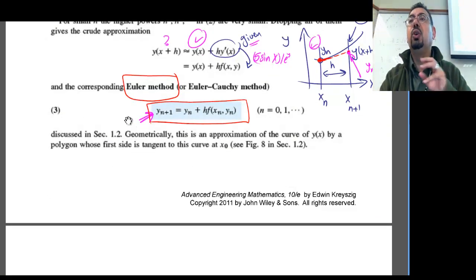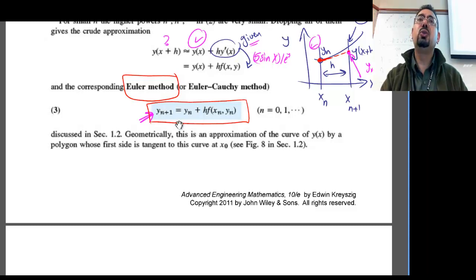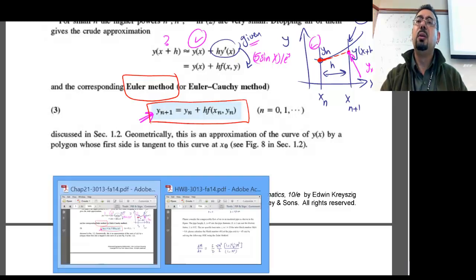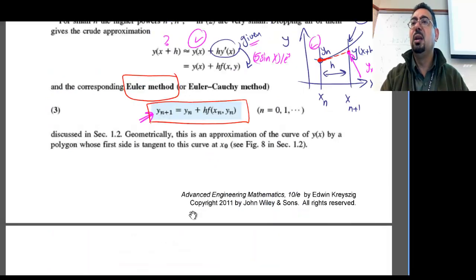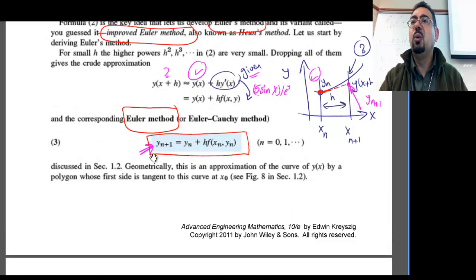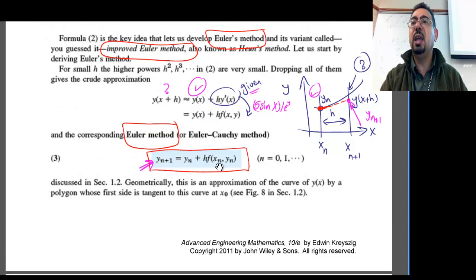And so this is the first method we use. This is called the Euler method. And that's how you're supposed to solve this pipe flow problem. He actually said using the Euler method. You will solve it with Euler. So what is the Euler method? It's this equation: Yn plus 1 equals Yn plus h f of xn and Yn.